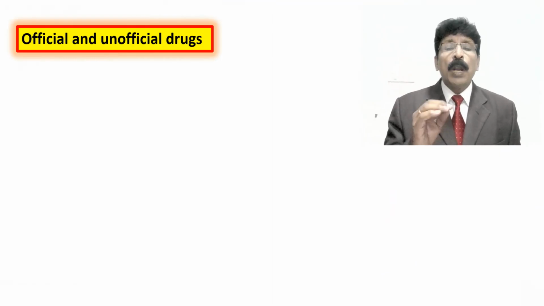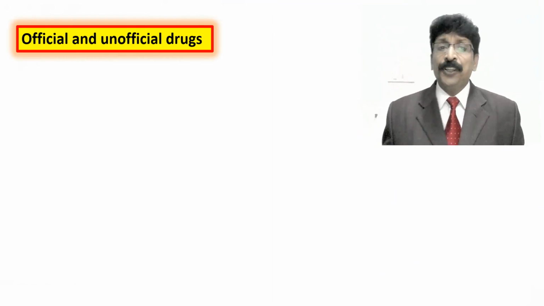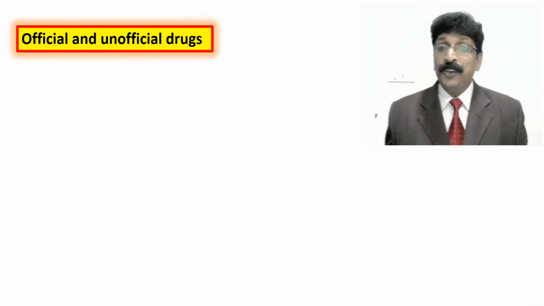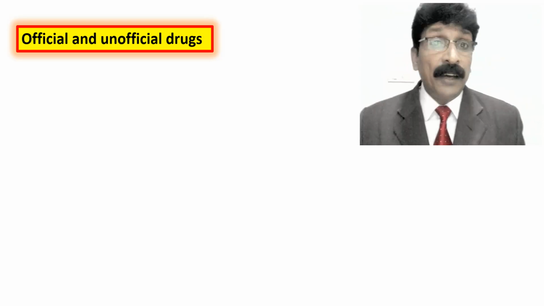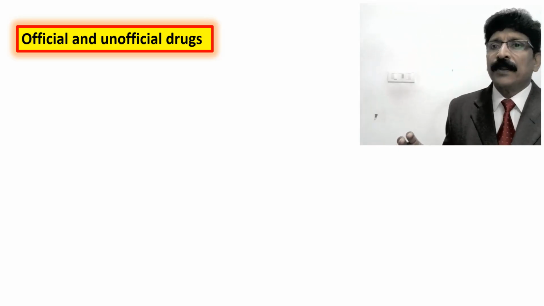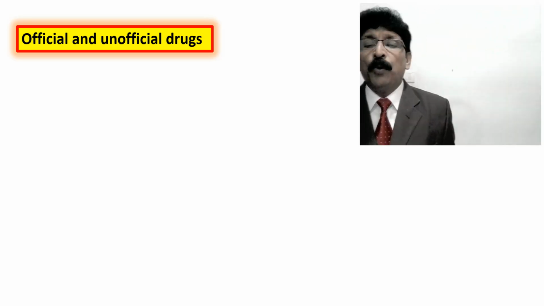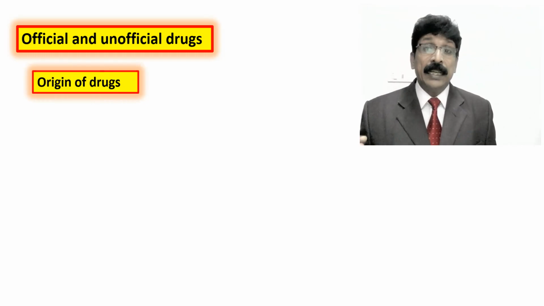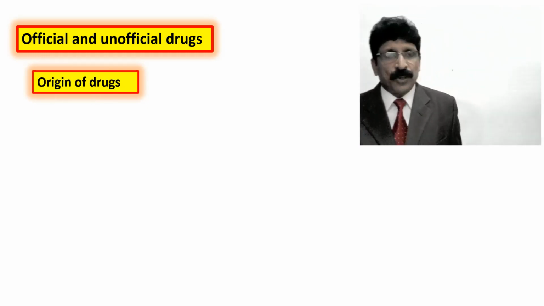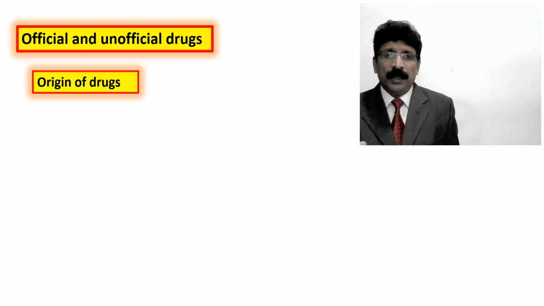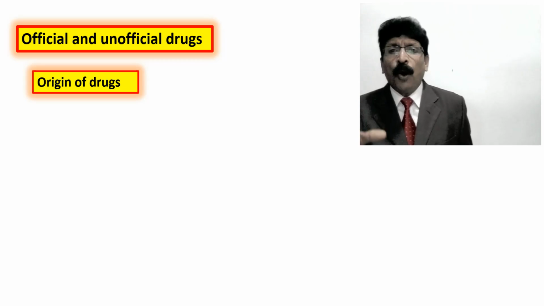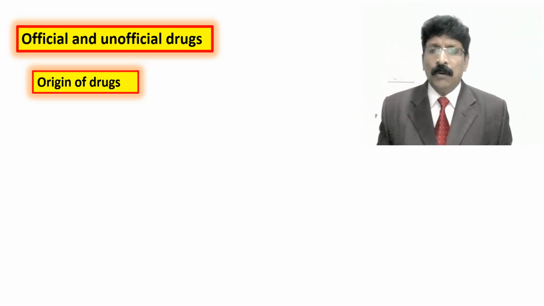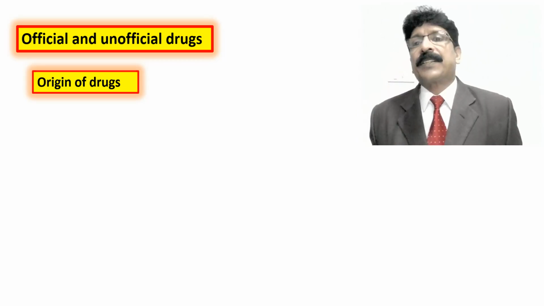You should know what are official and unofficial drugs. There are official drugs and unofficial drugs. So we should know what is the difference between these two, and the origin of drugs. There are different origins of drugs. What are the different origins of drugs?